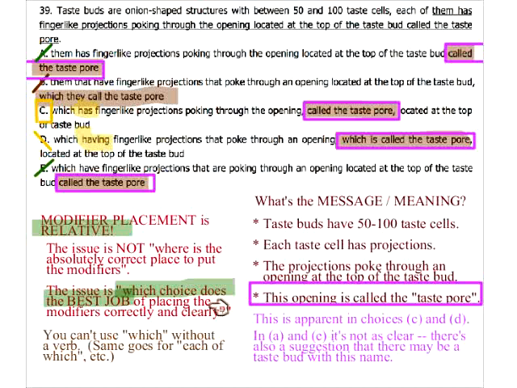Okay, so we didn't really talk much about modifiers, but placement was the theme of today. Probably do some more stuff on modifiers next time.